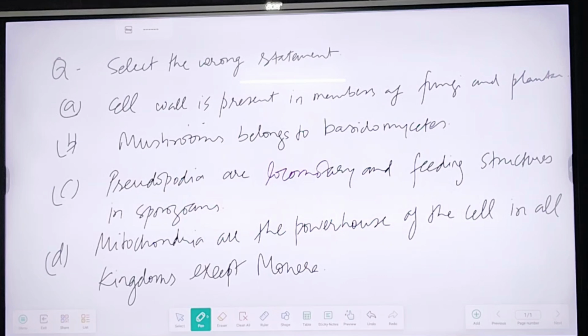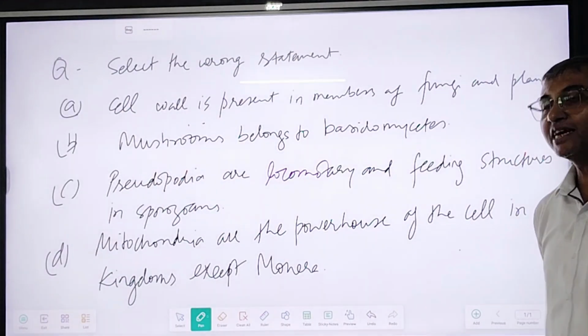In Monera, instead of mitochondria, from where are the bacteria getting their energy? How are they generating their energy? Is there any kind of organelle or structure that is involved in the production of this ATP energy? It is not an organelle basically. What is that? That is the mesosome.